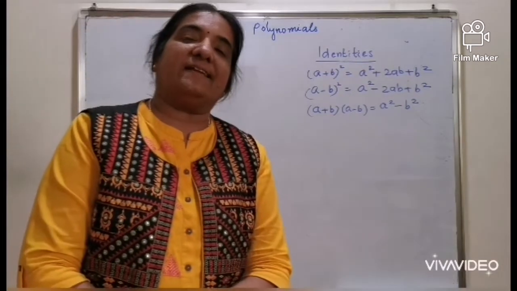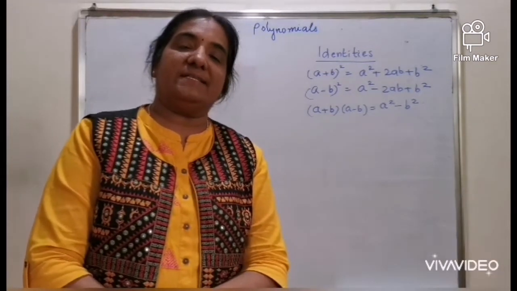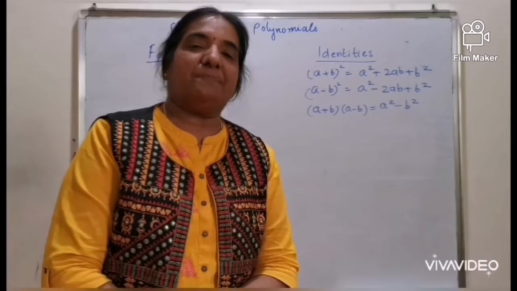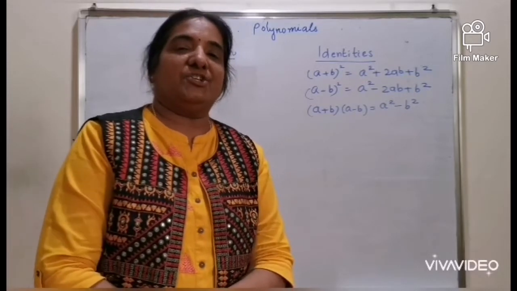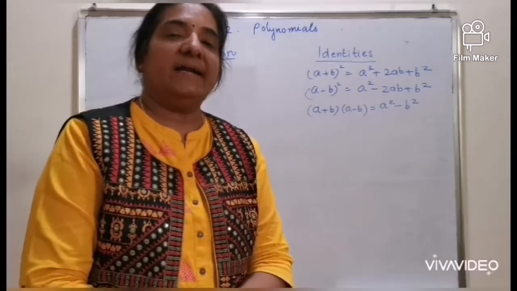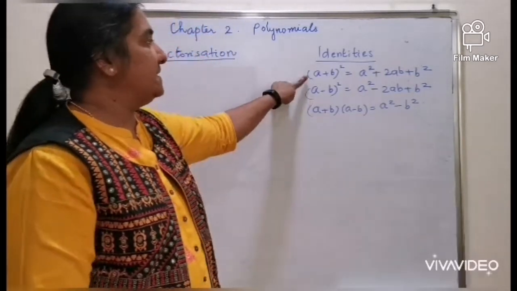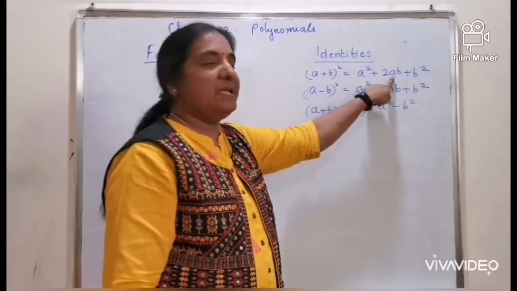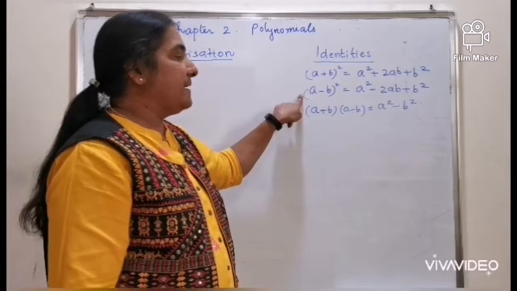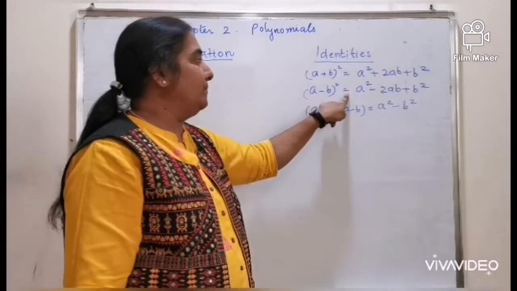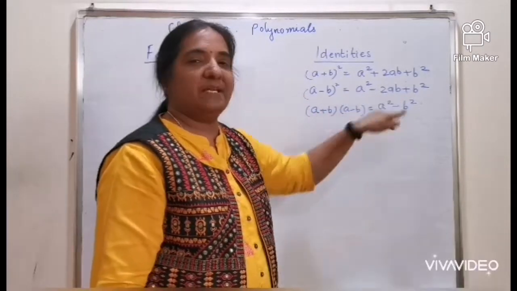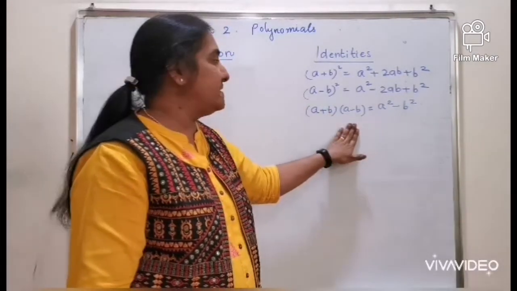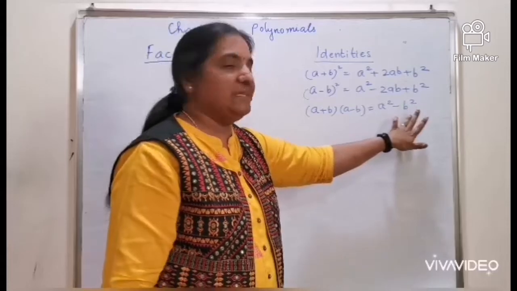Since the topic factorization is very important in this lesson as well as the lessons to continue, let me explain the factorization rules for a few identities. The first identity, (a plus b) whole square is equal to a square plus 2ab plus b square. (a minus b) the whole square is equal to a square minus 2ab plus b square. And the third identity, (a plus b) into (a minus b), is a square minus b square.